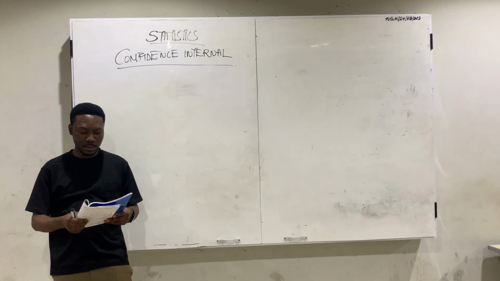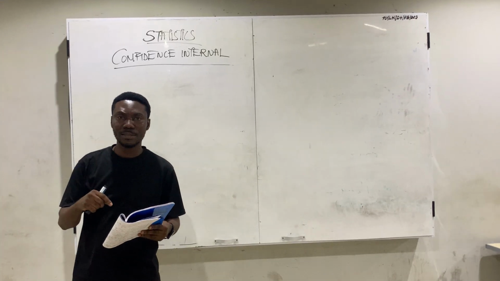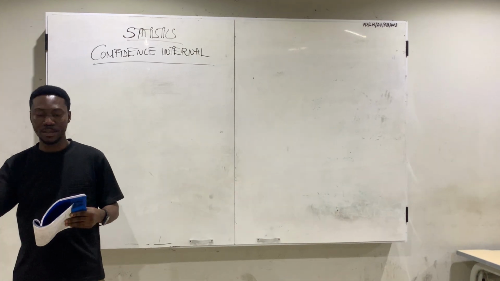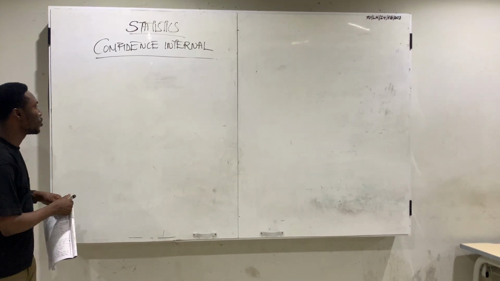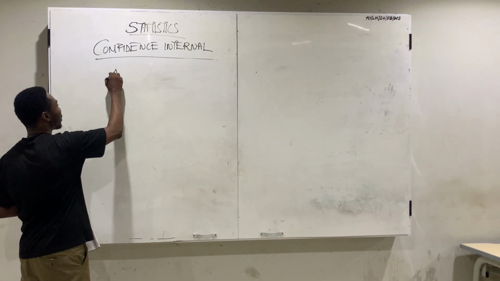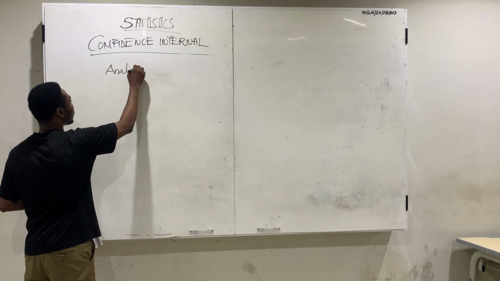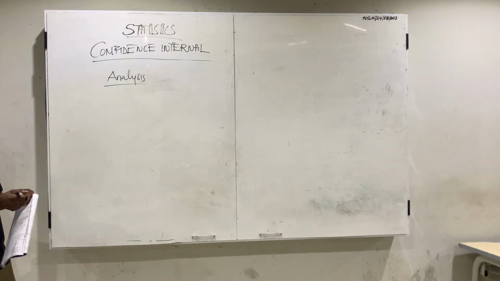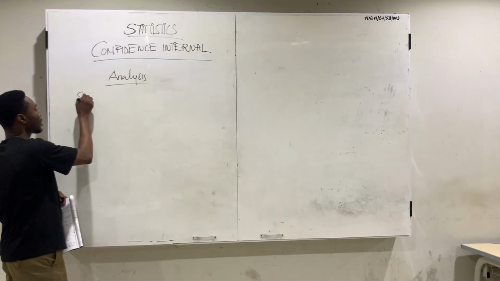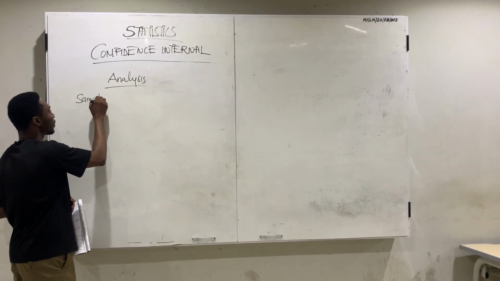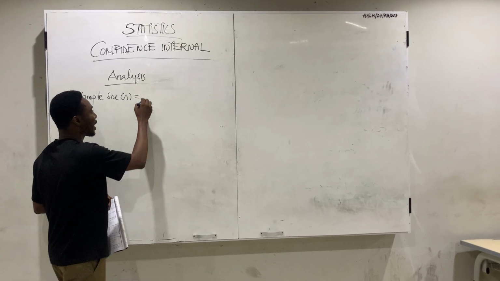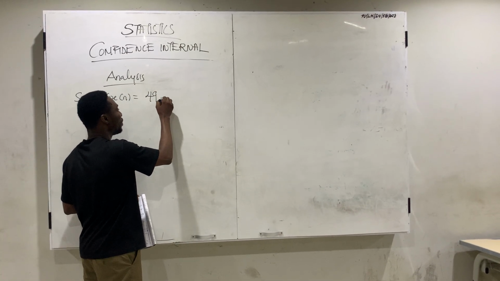Good. Now, the next thing is to calculate the 95% confidence interval of the mean. So now, what are you going to do? You write analysis. So you have a question like this, the first thing you write is analysis. And you write sample size, n. What was the sample size in the question? 49 women.